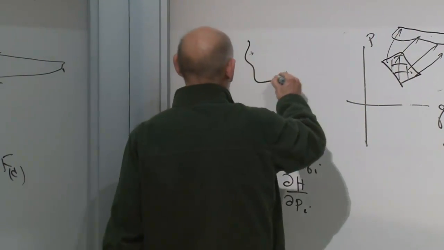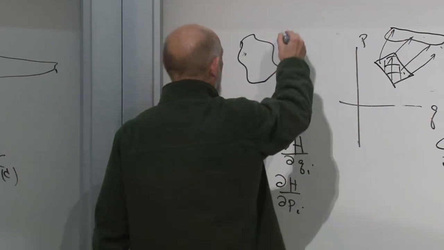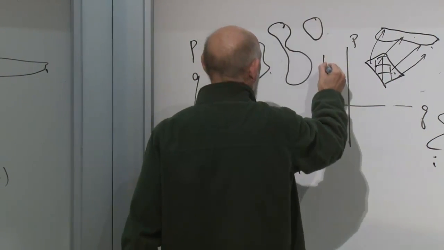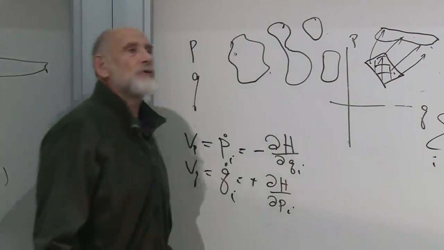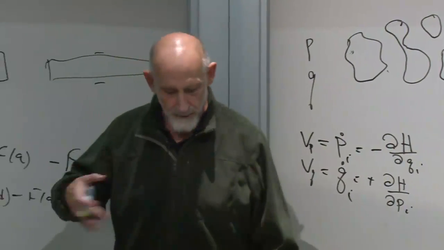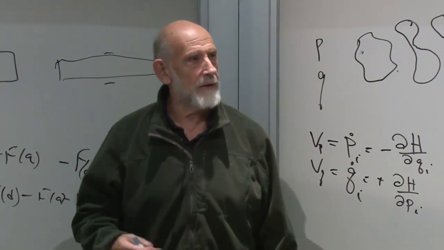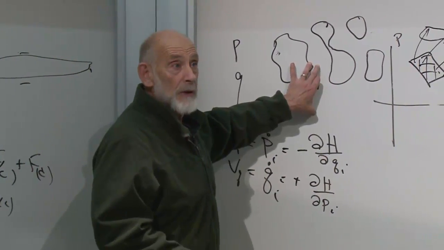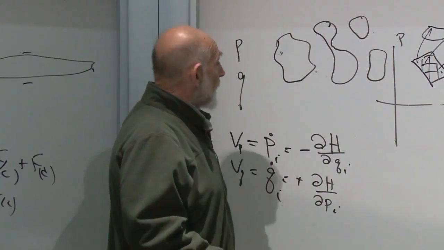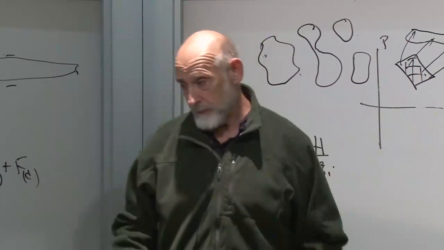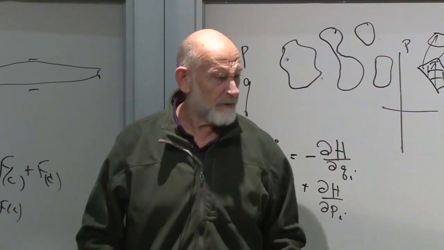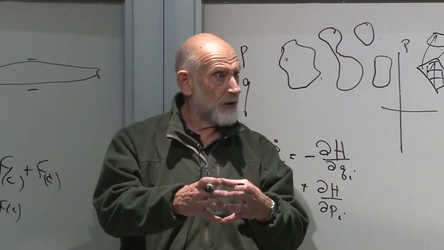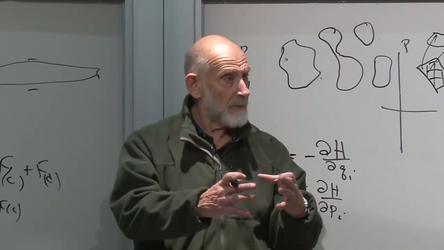The question is, supposing you start with a volume of phase space like this, could that volume go to this and then pinch off and break up into two separate volumes? The answer is no. I'd have to think about proving it. It's not too hard to prove. The other part of the theorem, a little more complicated to prove, is that the topology of a region of phase space doesn't change. And as I said, that can be proved.